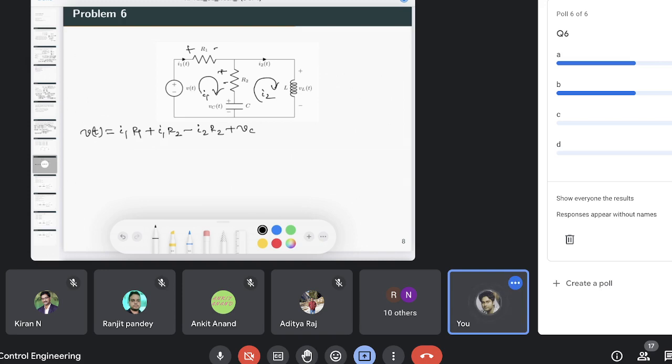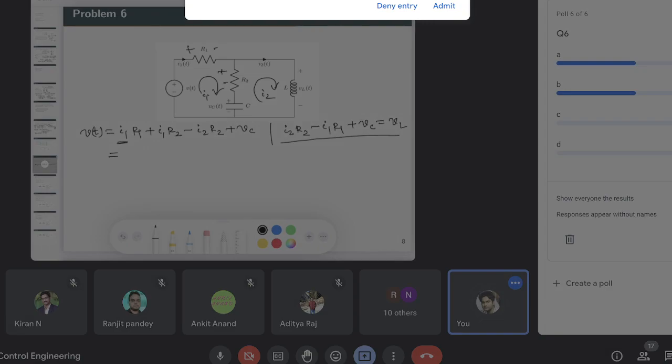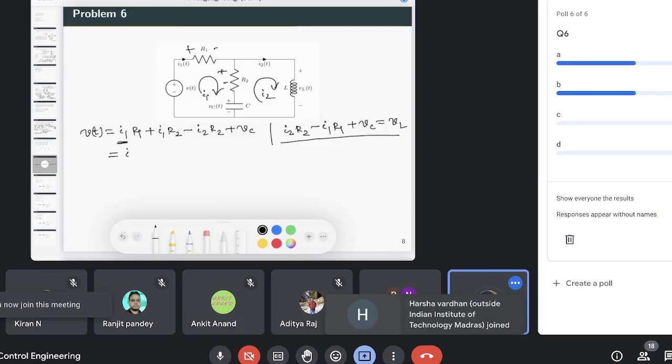For the second loop, you can write this equation again. So this is I2 R2 minus I1 R1 plus Vc equal to VL, or minus VL equal to 0. Write it like this. Then you have to eliminate I1, so I can choose I1 from this. Just simplify this first. So it is I1 (R1 plus R2) minus I2 R2 plus Vc.